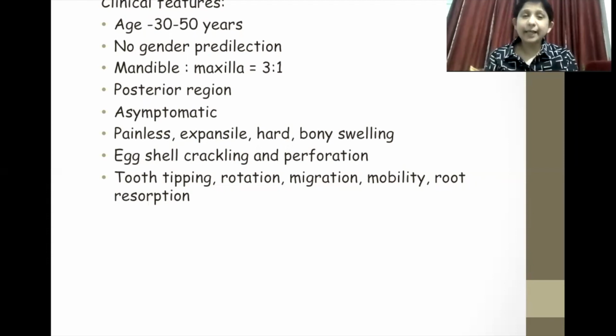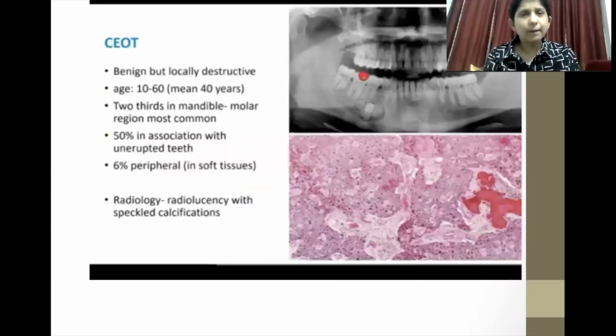There can be an eggshell crackling sound when there is a perforation of the bone. That is, the bone will actually become very hollowed out from the inside, so the bony plates will become very thin and shallow. So they can break with minor trauma. The most minor trauma can cause eggshell crackling, and this can also cause perforation when the tumor will actually perforate from inside the mandible into the outer soft tissues. This can cause tooth tipping, rotation, migration, mobility, and root resorption, but it's not very common. So these are basically features of a benign tumor.